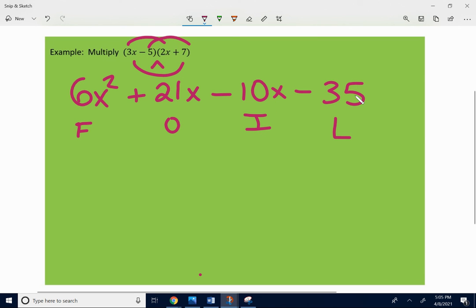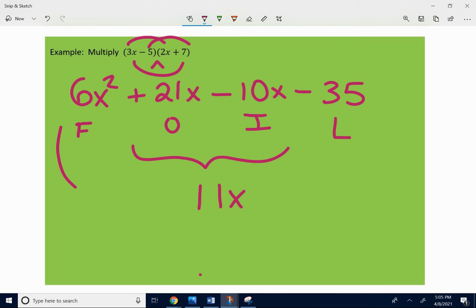Combine your like terms together. You have a positive 21x minus 10x, so that's going to be 11x. Keep the rest of the problem. You still have 6x squared, plus, you still have the negative 35. So 6x squared plus 11x minus 35.